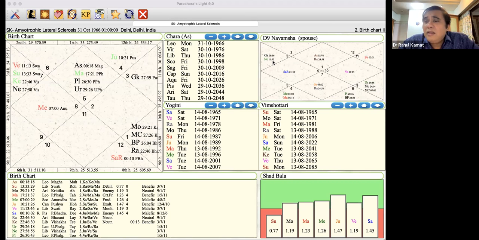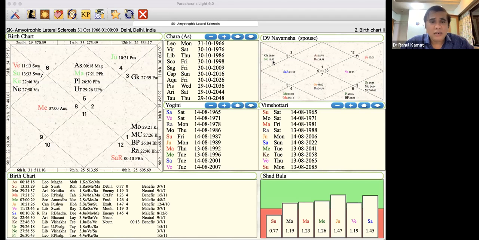The only redeeming factor, if at all, is that Jupiter has a 9th aspect on Gulika here in the 3rd house. But again, as I said, Jupiter's position in the D1 chart is not good, and it is qualitatively compromised in the D9 because of its proximity with Rahu. So this was one immediate analysis.